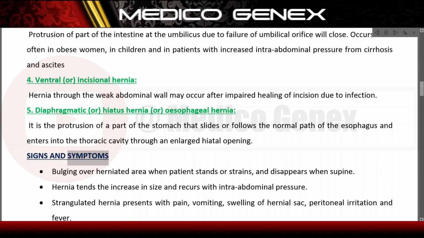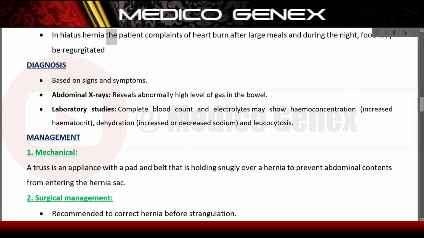Signs and symptoms. Bulging over the herniated area when the patient stands or strains, and disappears when supine. Hernia tends to increase in size and recurs with intra-abdominal pressure. Strangulated hernia presents with pain, vomiting, swelling of the hernial sac, peritoneal irritation and fever. In hiatus hernia the patient complains of heartburn after large meals and during the night, and food may be regurgitated. Diagnosis. Based on signs and symptoms. Abdominal X-rays reveal abnormally high level of gas in the bowel. Laboratory studies, complete blood count and electrolytes may show hemoconcentration, increased hematocrit, dehydration, increased or decreased sodium, and leukocytosis.